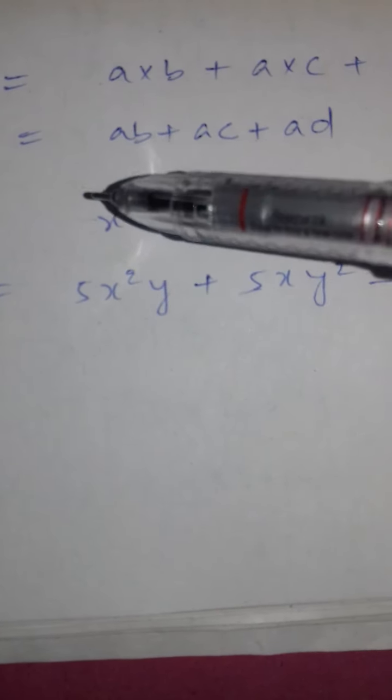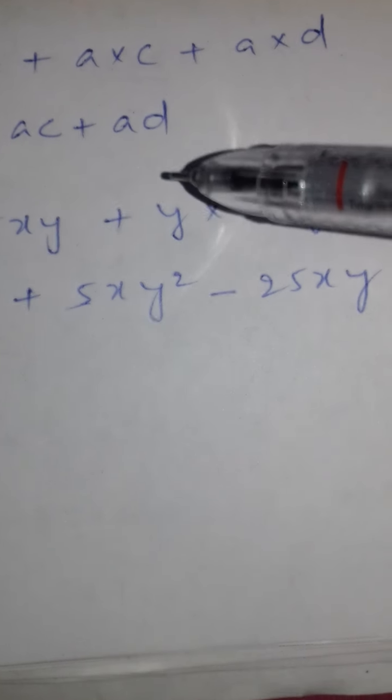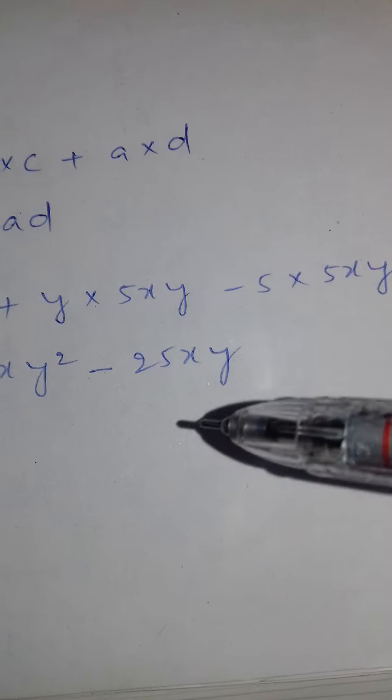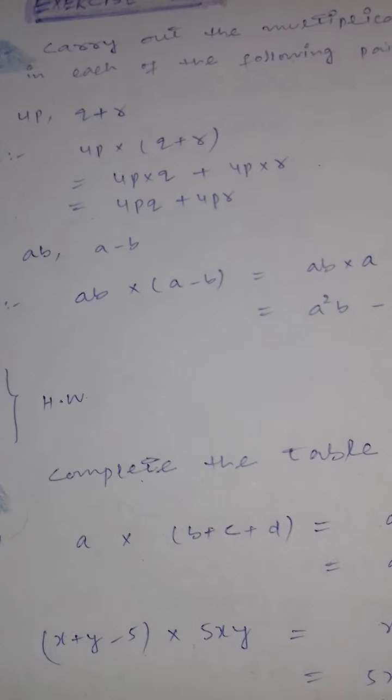We multiply number with number, variables with variable. x into x, x square with y, plus 5xy into y, that's 5xy square, because y into y is y square, minus 5 5s are 25xy. The rest of the parts are homework. I hope you got each and everything.